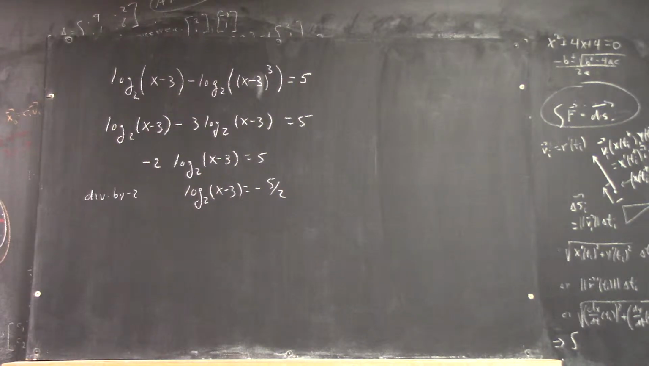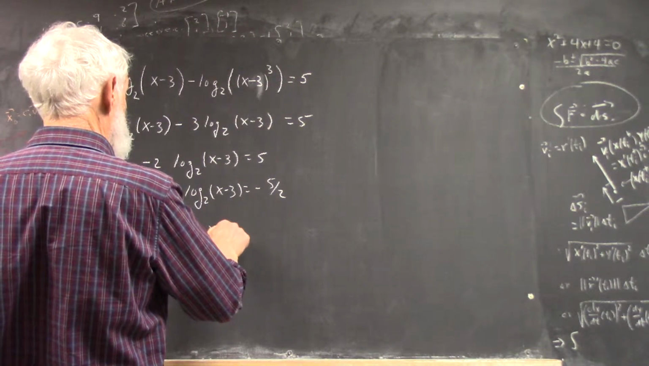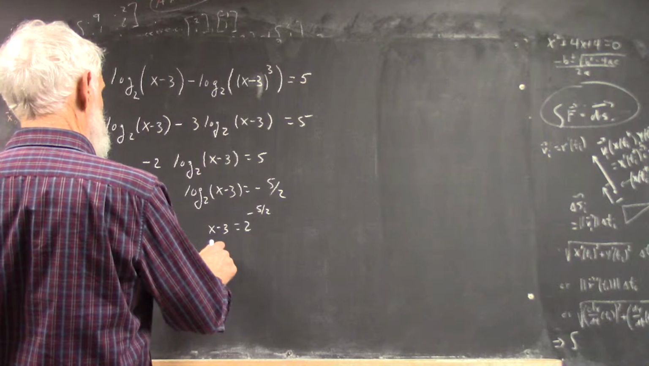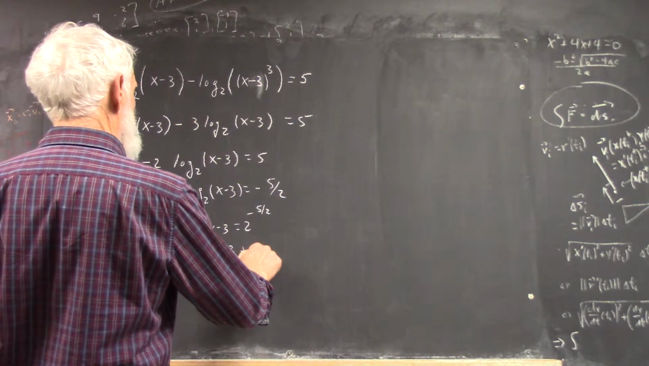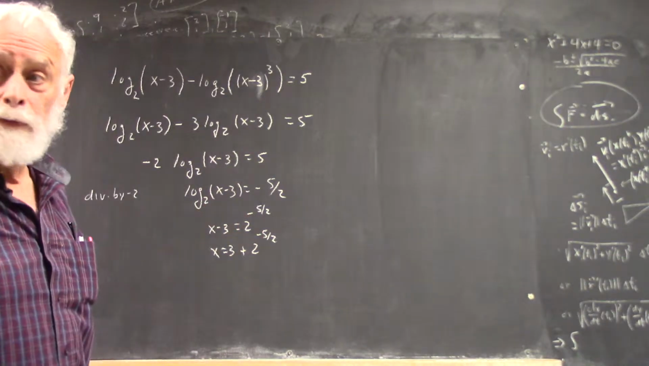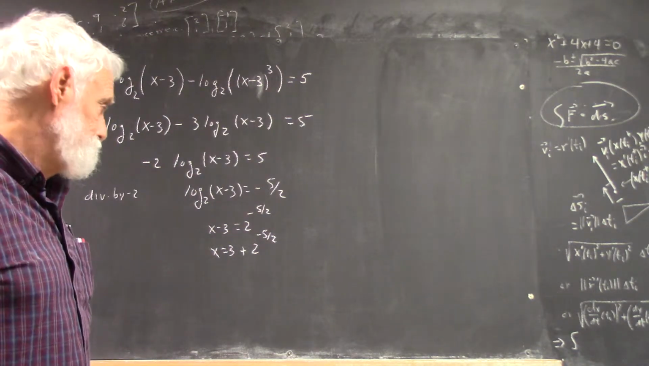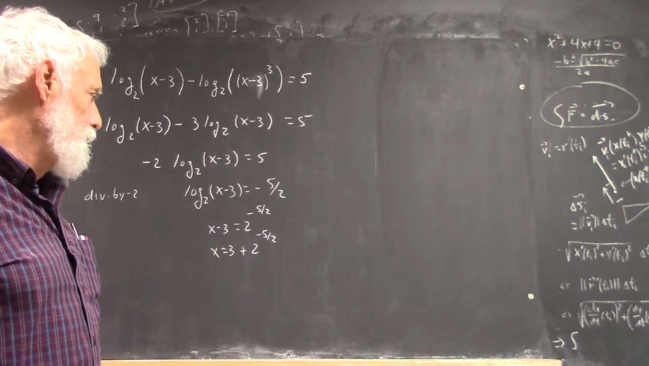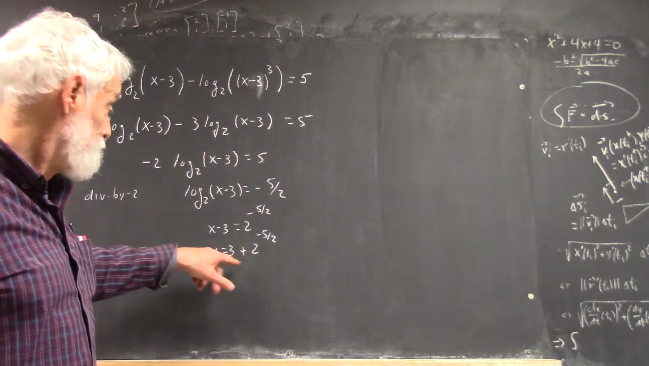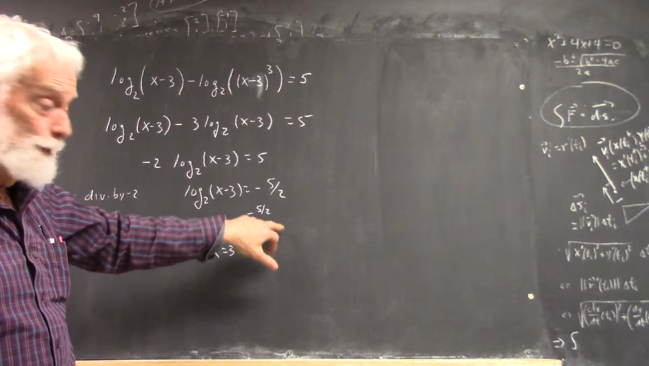Right? And then we change to exponential notation. This says that x minus 3 is 2 raised to the negative 5 halves. So that x is 3 plus 2 raised to the negative 5 halves. Now, 2 raised to the negative 5 halves would be like 5.636 reciprocal. And in decimal form, that would be like 0.18 or something like that. Okay? They get like 3.18, but you'd have to go to a calculator to raise this to the negative 5 halves.